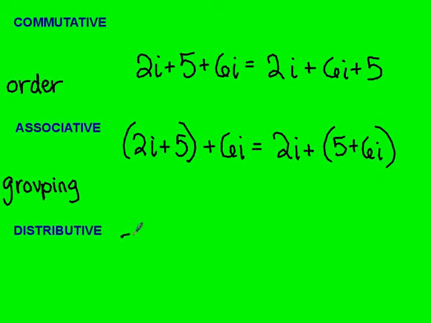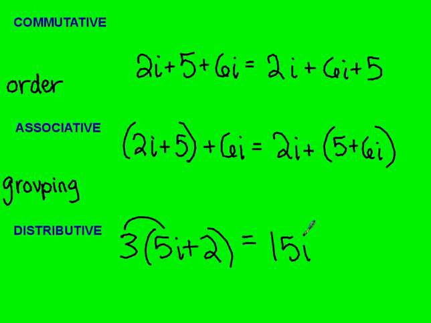The distributive property is the one that you probably use the most often. I think you're probably pretty good at it. We're going to take this 3, and the 3 is going to get multiplied times the 5i, giving us 15i. And the 3 is going to get multiplied by the 2, making this plus 6.